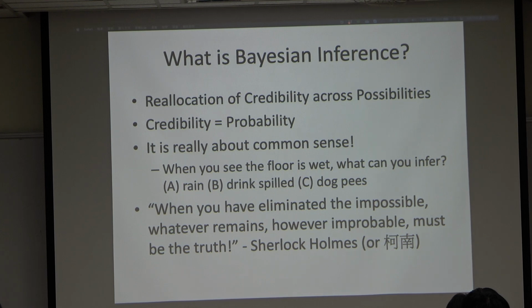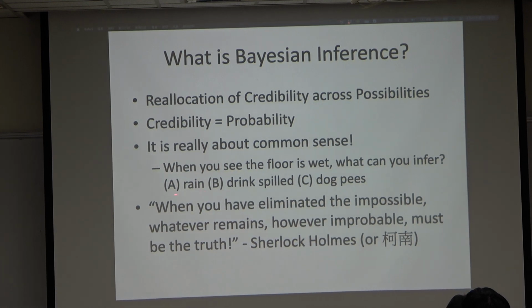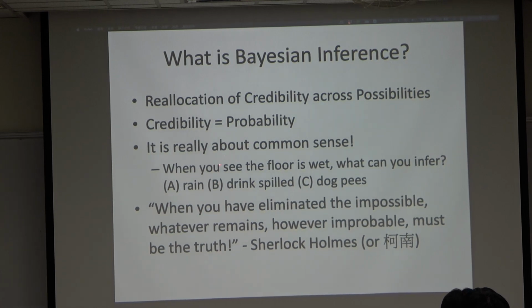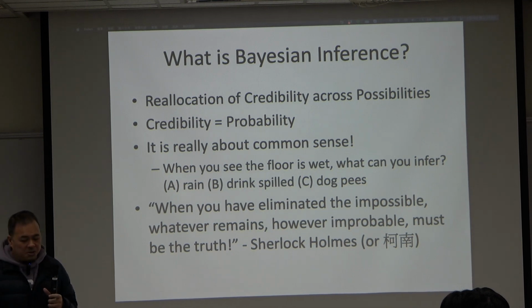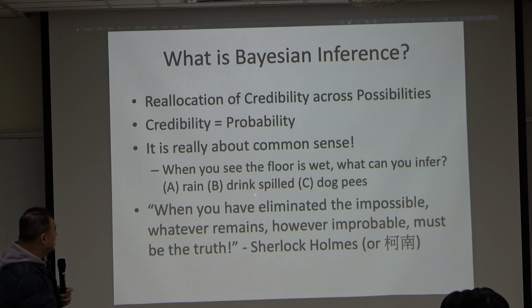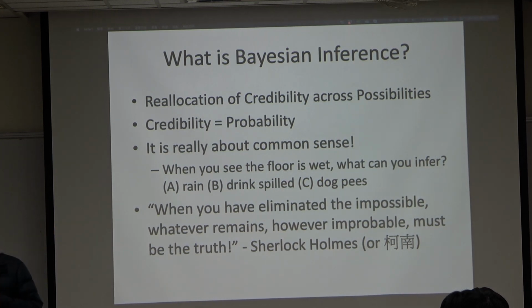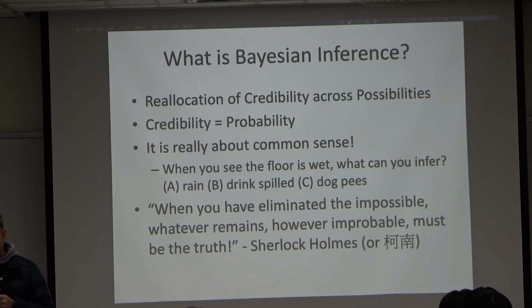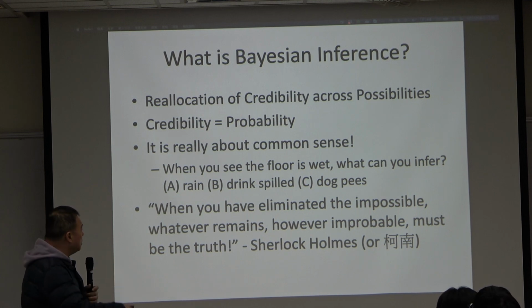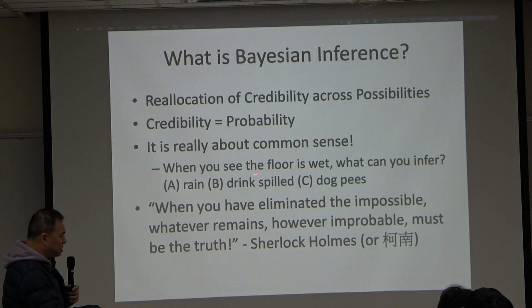When you go out and you see the floor is wet outside, it could be because of rain. It could be because of a drink spilled; somebody drinking Coke accidentally spilled it on the floor, which caused the floor to be wet. And it could be dog pee. We have a lot of dogs at NCU; I think there is a dog shelter very close to our department, and those very kind people always bring a dog around. Maybe a dog pees, and that caused the floor to be wet.